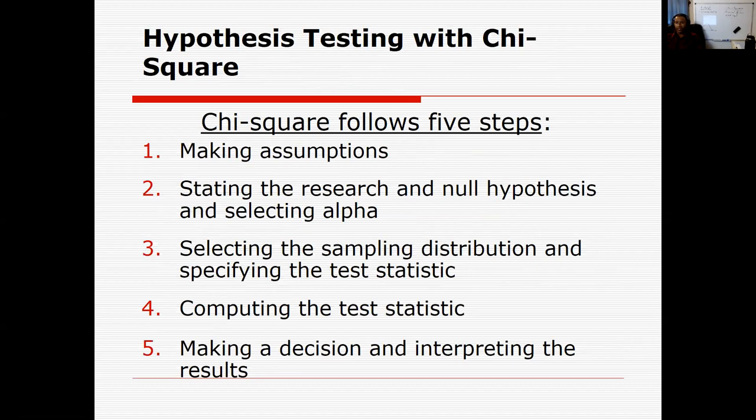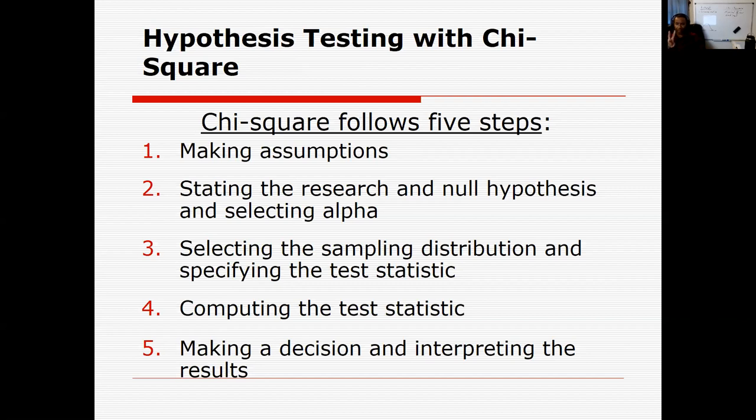Okay, so, like I said, what we're doing with the chi-square test is we are testing this whole concept of statistical independence. We're seeing whether or not these two variables influence each other in the population that we're looking at. Now, the chi-square test follows five steps, like all statistical hypothesis testing procedures. The first step is you need to make assumptions, right? Similar to the t-test. Unlike the t-test, we don't have a bunch of assumptions that we need to meet. There's really only one or two assumptions that need to be met.